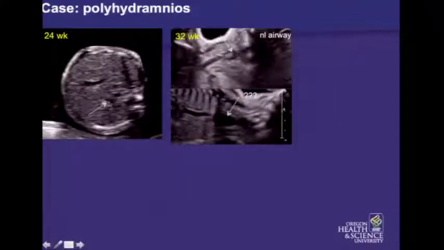So here's a case in which the stomach was exceedingly small. Even at 24 weeks, the fetus had polyhydramnios. So we go on and look up in the neck. And here we see a nice fluid-filled normal airway. In addition, however, there is a fluid-filled pouch in the neck, which is extending slightly beneath the level of the clavicles.